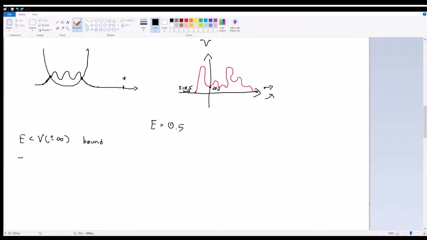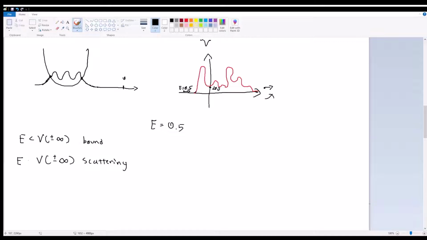In contrast, if E is less than the potential at positive and negative infinity, this is going to result in scattering. And what this means is that, no matter how far out we go, there's always going to be the energy of the particle is always going to be, apologies, I just realized I wrote this wrong.